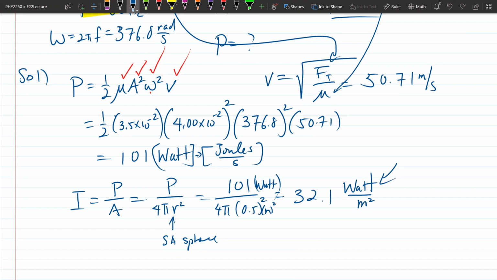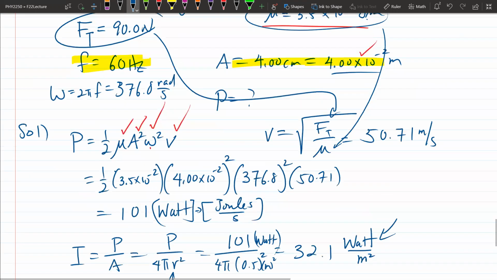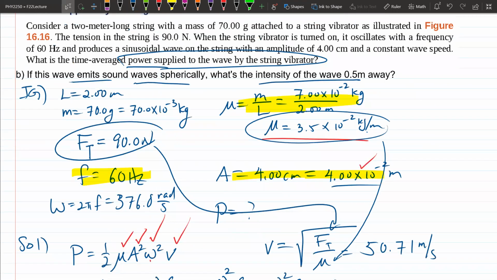A lot of it is just figuring out what all these variables are, and then putting the intensity in. The radius is given in the problem up here. If this wave was emitted spherically, what is the intensity when we're 0.5 meters away? That's basically how far you are from the source. It's a good question. Sorry, I skipped over that.